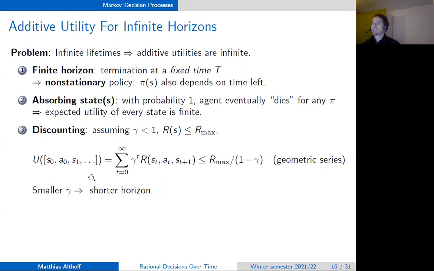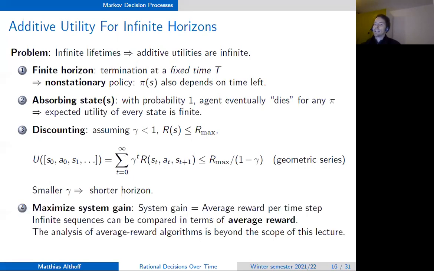And this discounting is usually done. In most applications, people use discounting because it's very versatile. It leads to stationary policies, and it's very easy to compute with those. And the last one is, instead of maximizing over all the rewards, you can just maximize over the average reward per time step. So then an infinite sequence can still be handled by comparing average rewards. However, handling those is not part of this lecture. It also makes things more complicated, so this is excluded.